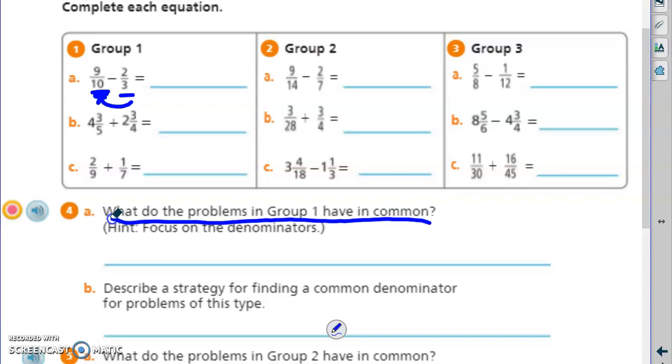So 10 times 1 is 10. 3 won't go into 10. 10 times 2 is 20. Does 3 go into 20? No. 10 times 3? 30. Does 3 go into 30? Yes. 30 is my common denominator.